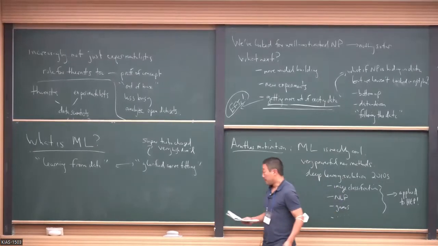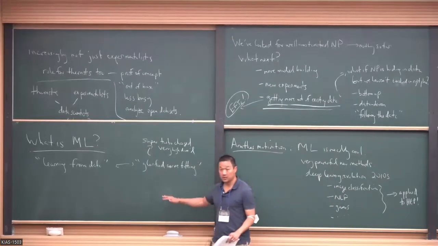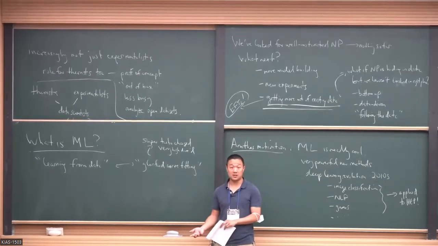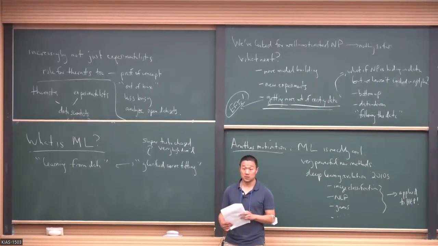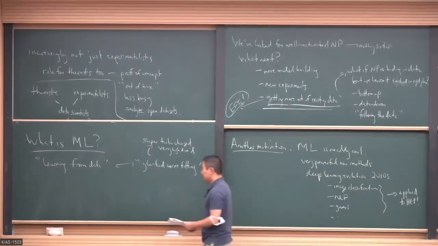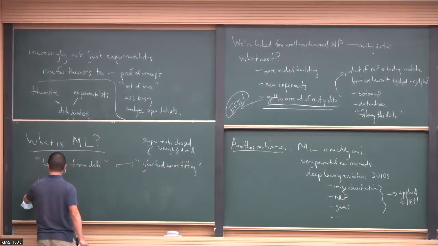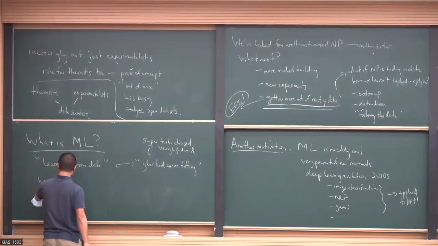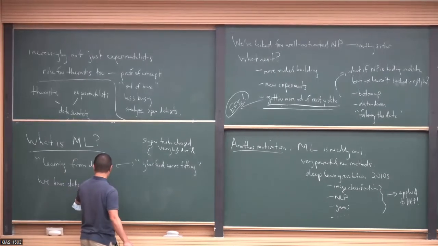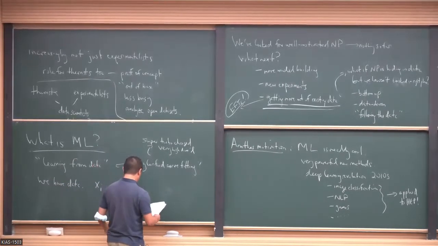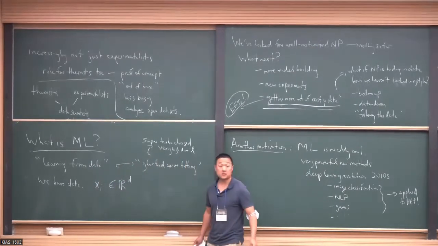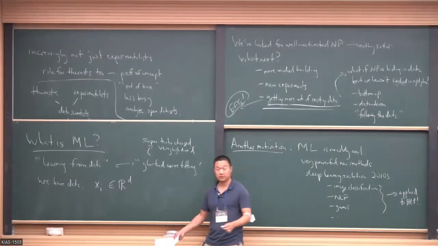Okay, but at the end of the day, that's what we're doing. We have some data. We have a task that we predefine in advance, and we want to fit some function to optimize for that task. Okay, so let's say what the form of our data is. So we have some data. Let's say xi is the data, and it's some d-dimensional real-valued vector.